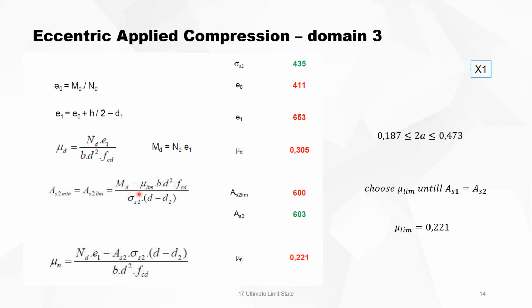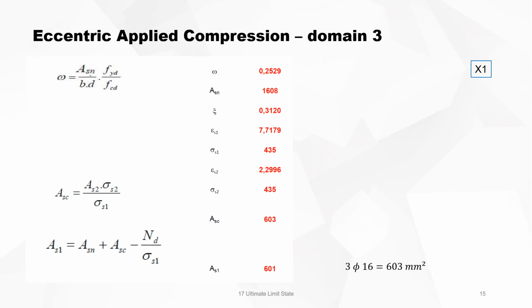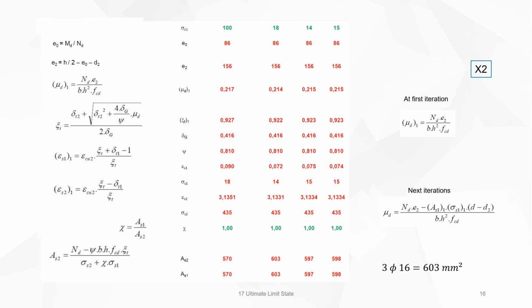So we will choose mu limit. It's a little trick. We will choose mu limit in such a way that the reinforcement is symmetrical. If you do so, mu limit will be 0.221, and you fill this in, 0.221, and you have 600 square millimeters, and you will see then mu n is 0.221. Then we follow the procedure, and we find that the tension reinforcement is 601, so it means 3 diameter 16, bottom and top.